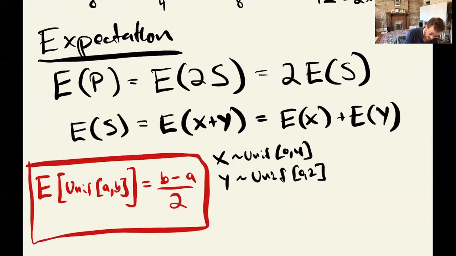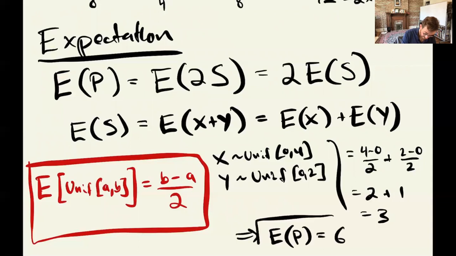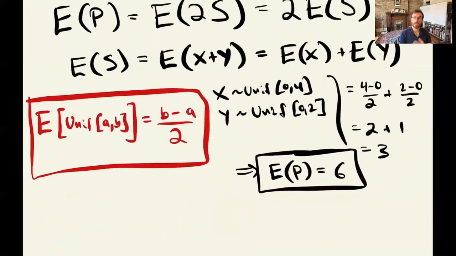So now when we apply that in this case, we now know that this is equal to (4 minus 0) divided by 2 plus (2 minus 0) divided by 2, which is going to be 2 plus 1 equals 3, which implies now that the expected parameter is 6, which is kind of what you'd think.